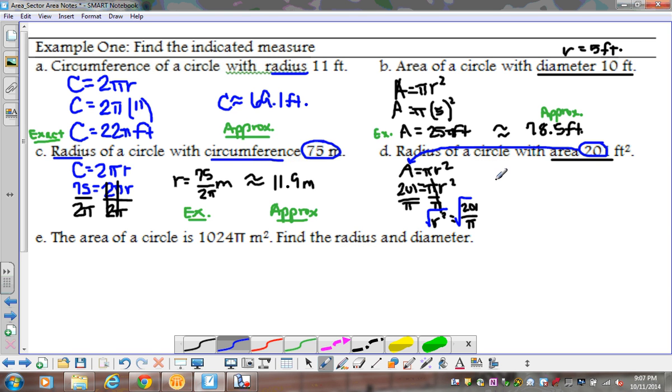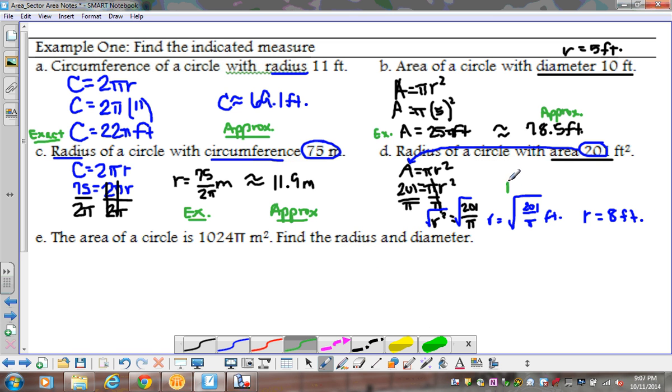All right, so my exact value, I'm just going to put off to the side, would be the square root of 201 over pi. That's my exact, don't forget feet. Now if I put that in my calculator to get my approximate, I'll take 201 divided by pi, and then take the square root of that number. So 201 divided by pi is pretty much right at 64. If you take the square root of 64, you should get right at 8. So my approximate will be approximately 8 feet.